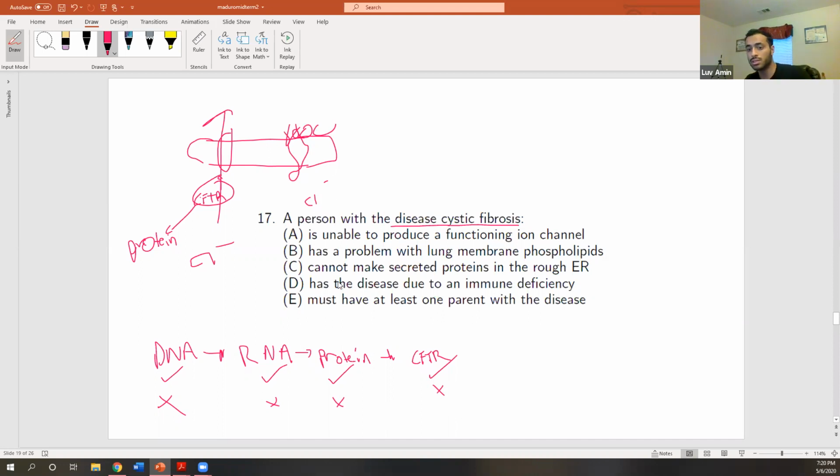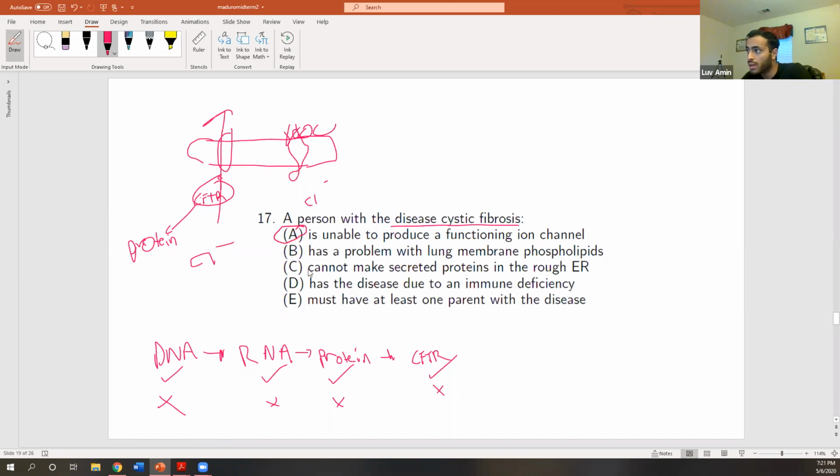So let's go over the answer choices and see which one makes the most sense. A: a person is unable to produce a functioning ion channel. Well, this is true, right? If you have the disease cystic fibrosis, your channel, which is this transport receptor, is not making a functional protein channel for these chlorine ions to pass through. So if they cannot go through, then you're going to have the disease. So A sounds pretty correct.